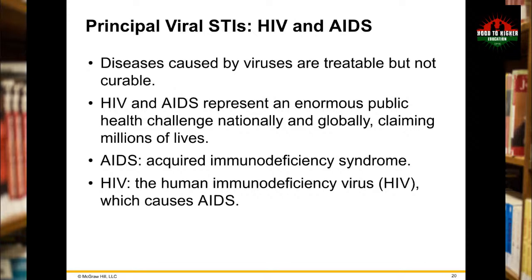The principal viral STIs, HIV and AIDS. Diseases caused by viruses are treatable but not curable, right? HIV and AIDS represent an enormous public health challenge nationally and globally, claiming millions of lives. The AIDS epidemic was at its height in the 80s, before there was a lot of research out, so we made assumptions. It was only through science and research that we were able to acquire more information to treat this disease properly. So AIDS is the acronym: Acquired Immunodeficiency Syndrome.